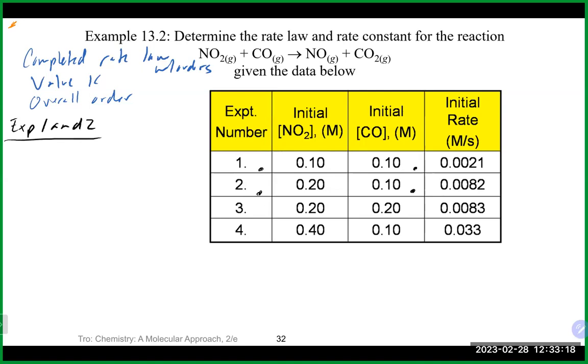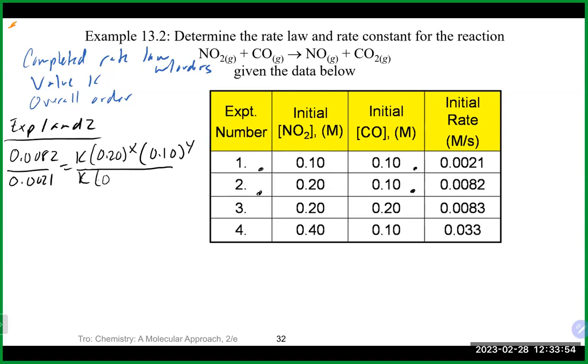You could also do 1 and 4 in this case, since there was another entry, and it should come out about the same. So 1 and 2 here, I'm going to go with number 2 up on top since it has a larger rate. That's going to be 0.0082 equals K times 0.2 to the X and 0.1 to the Y. So that is all of experiment 2's information. Experiment 1's information will go on the bottom here: 0.0021 equals K times 0.1 to the X and 0.1 to the Y.